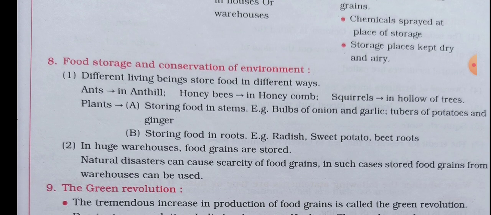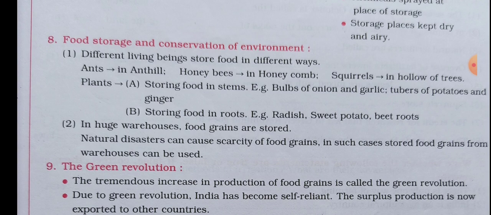The second point is food storage and the conservation of the environment. Different living beings store food in different ways. Human beings store food, and animals also store food. Ants collect food and keep it in their house, which is made of soil. Honey bees collect nectar from different flowers, convert that nectar into honey, and store it in the honeycomb.